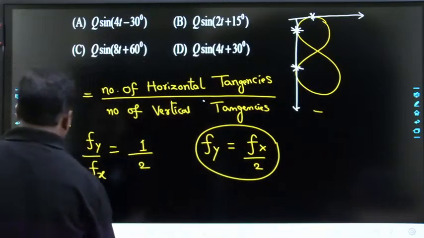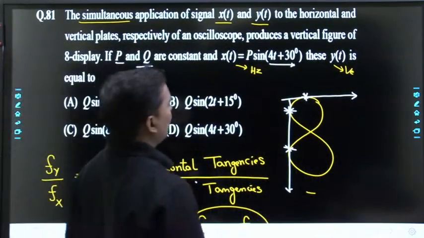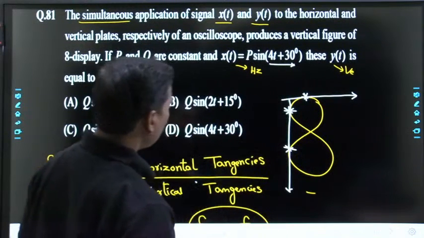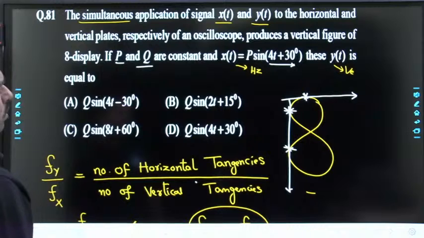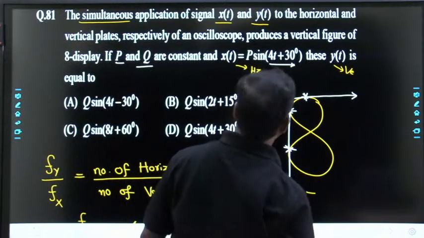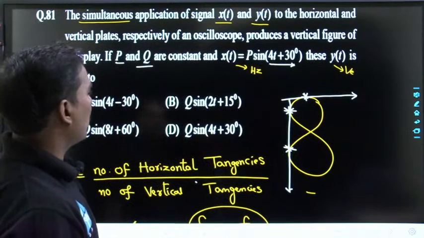So what is the answer now? So it is P sin of omega T plus 5. So this is omega T. So this is half of that signal. Yes or no? So what is the answer?